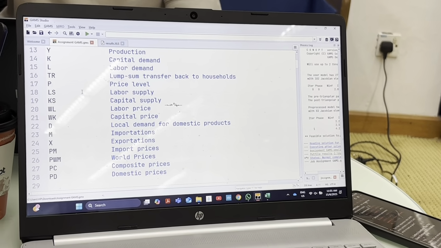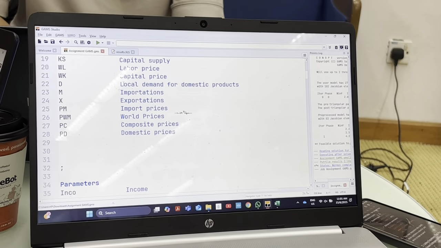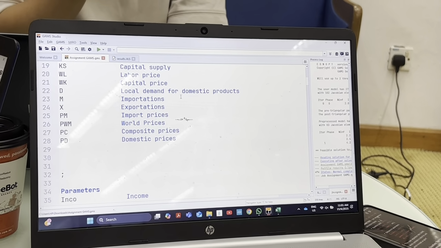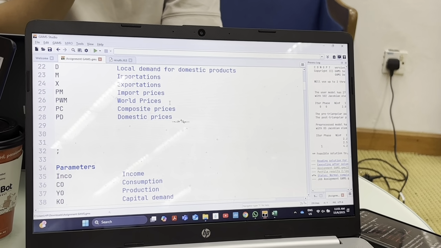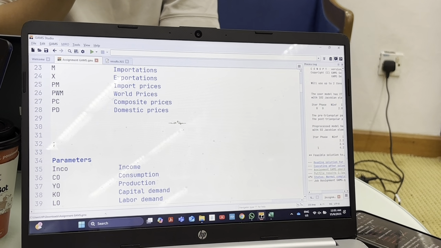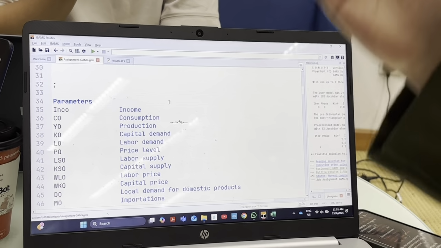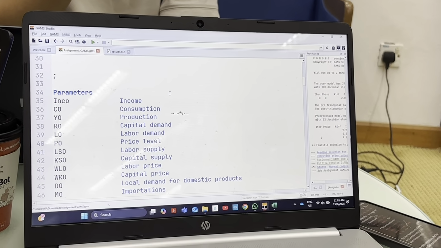After that, we define our variables: income, consumption, production, capital demand, labor demand, lump sum transfer back to households, price level, labor supply, capital price, local demand for domestic products, import, export, import prices, world prices, composite price, and domestic prices.